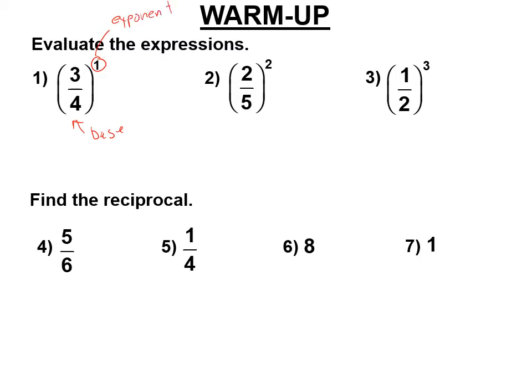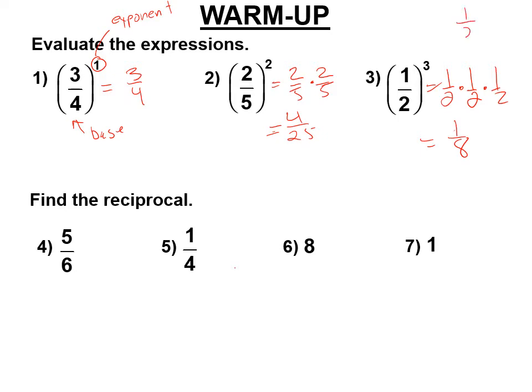And 3/4 to the first power is 3/4. 2/5 squared is 2/5 times 2/5. Multiplying fractions, you multiply the tops, you multiply the bottoms, you're done. 4/25. 1/2 cubed is 1/2 times 1/2 times 1/2. 1 times 1 times 1 is 1. 2 times 2 times 2 is 8. So this is 1/8.